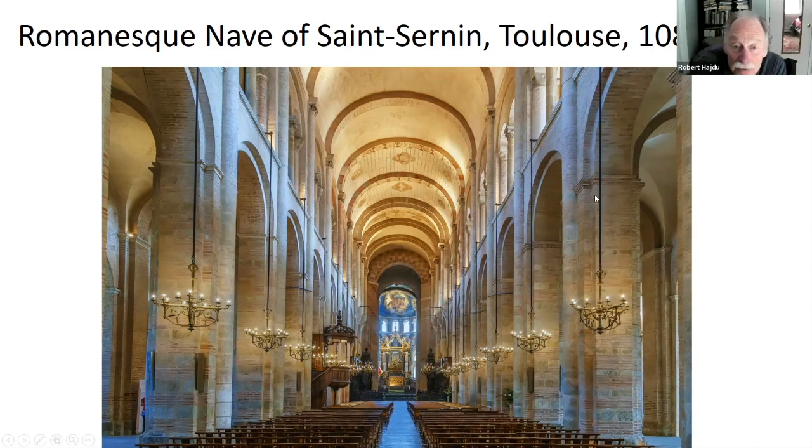You see the round arches over the vault, and you also see the rounded arches along the arcade. Those are not columns, we call them piers. The arcade of piers is also with rounded arches. And these are, as I keep emphasizing, the main elements, the main identifying features of the Romanesque style.